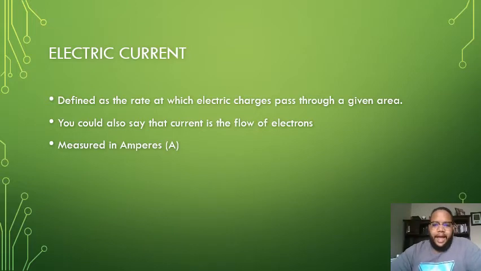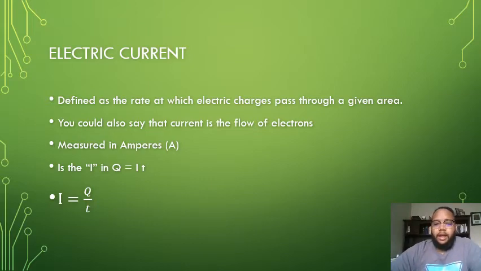It's measured in amperes. You're going to see that as A in these word problems. It is the I in Q equals IT. So if you solve for I, you divide both sides by T. I equals Q over T, which is kind of like how velocity is, except it's charge over time. It's the rate that charge moves with regards to time.